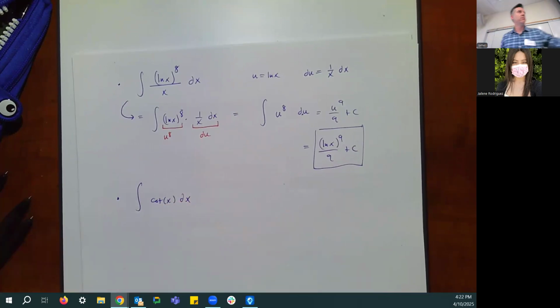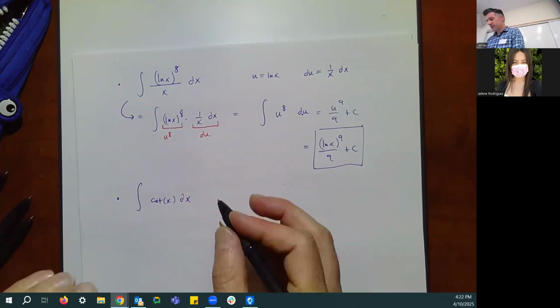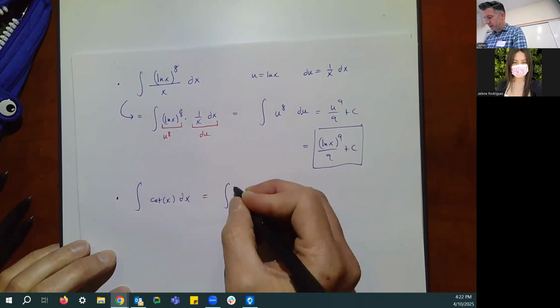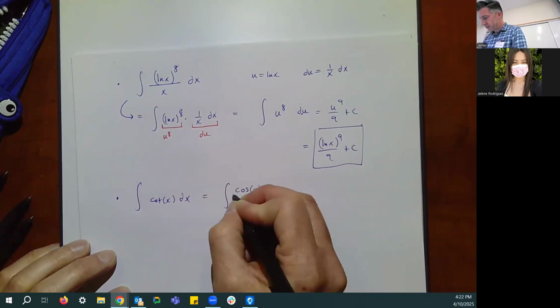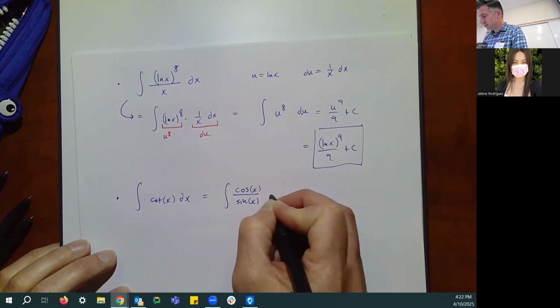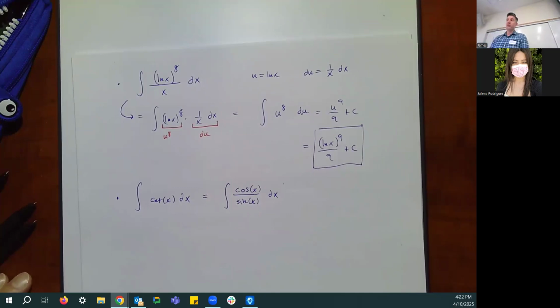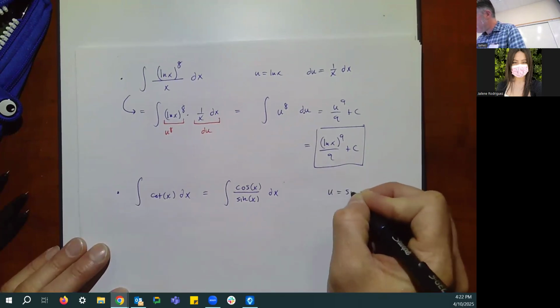That looks terrible. So for trig functions, if you don't know what to do, take it back to sines and cosines. So cotangent of x is the same as cosine of x divided by sine of x. What should we choose for our u here? Why not cosine? Sure, but we can fix a negative. We'll come back to that. Let's try u equals sine.